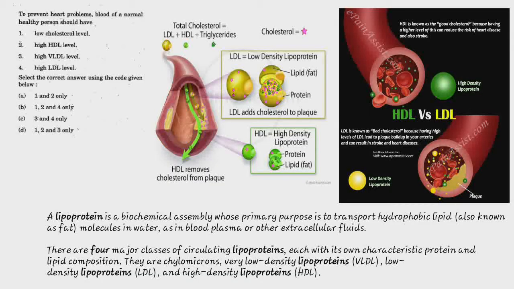Now there is one question which has been asked. To prevent heart problems, blood of a normal healthy person should have. So here the question is from 2 topics. One is from heart and another one is from blood also.